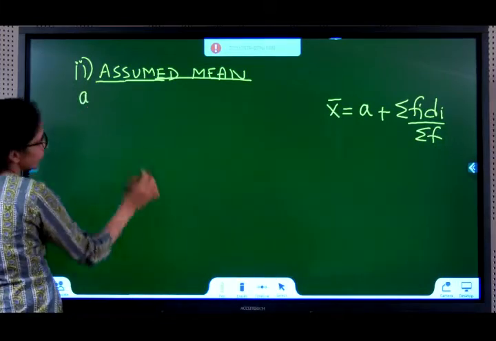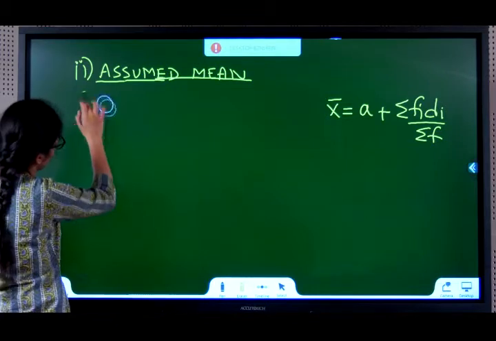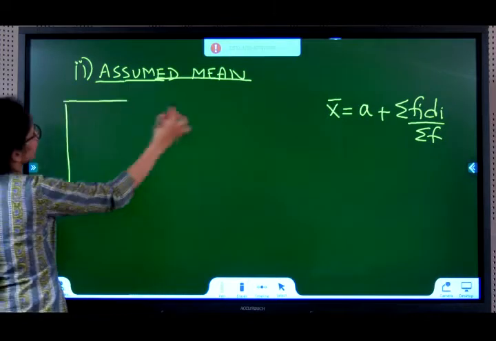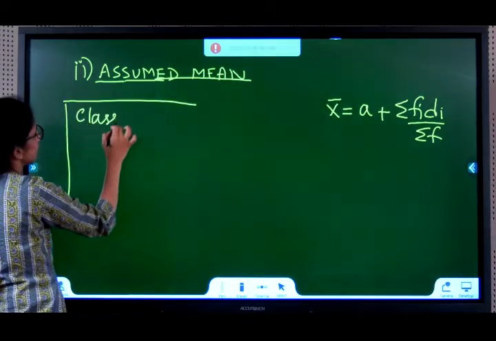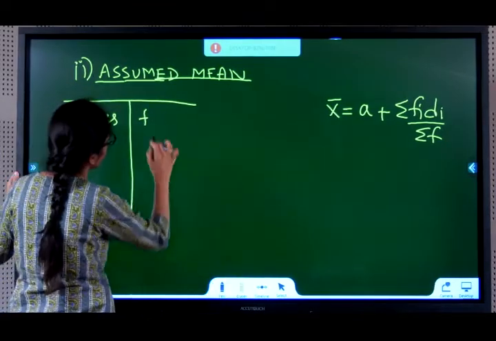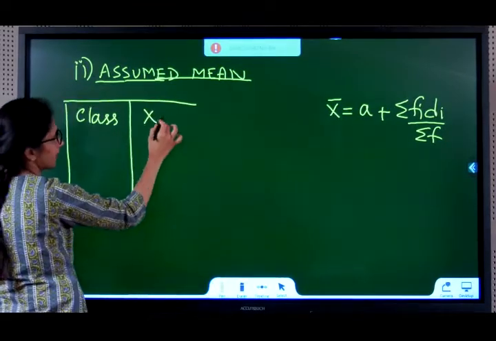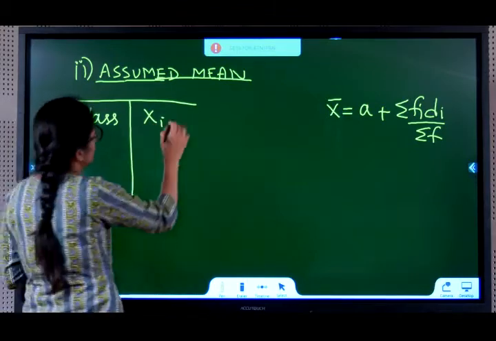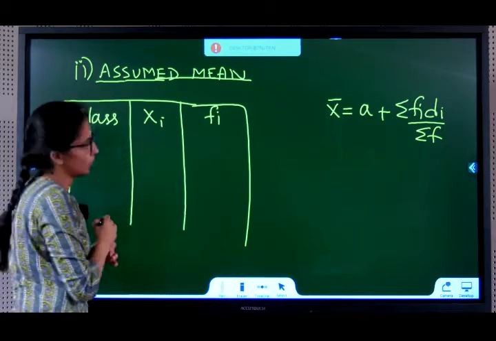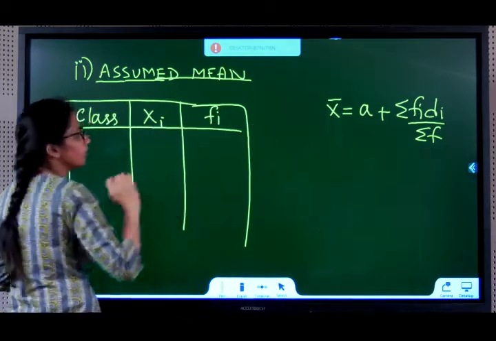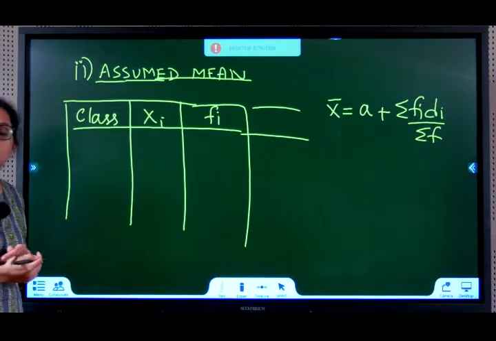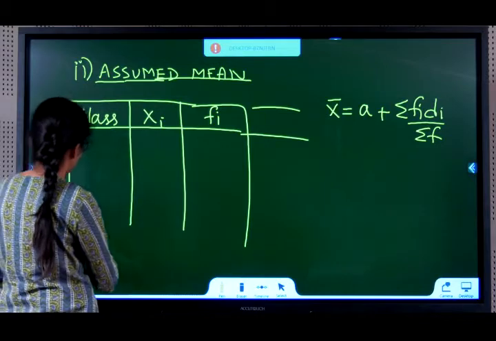A is referred to as the assumed mean. How do we do that? So here, as usual, the class will be given in the question. After class, you have frequency, but we want class mark. So first we will write class mark while writing the table in our books. After that, we will put the frequency, whatever is given in the question. Now you can assume the mean. How do I assume the mean is the next question.